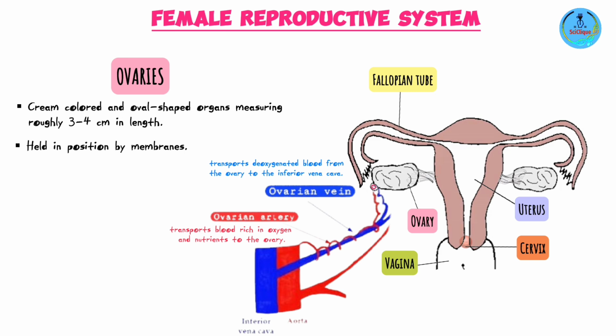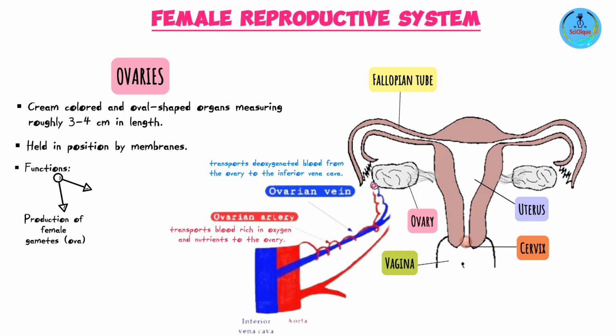So what is the function of the ovaries? The ovaries have two main functions. Number one is that they produce the female gametes, which are known as the ova. These are produced through a process known as oogenesis. The second function is that they produce hormones, specifically progesterone and estrogen.